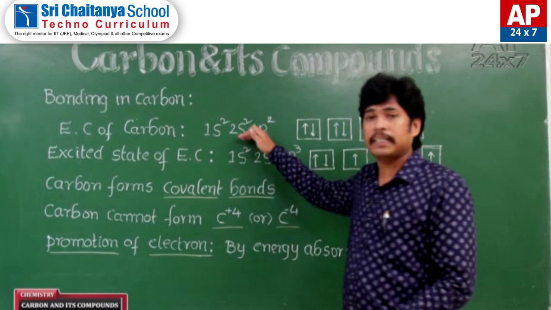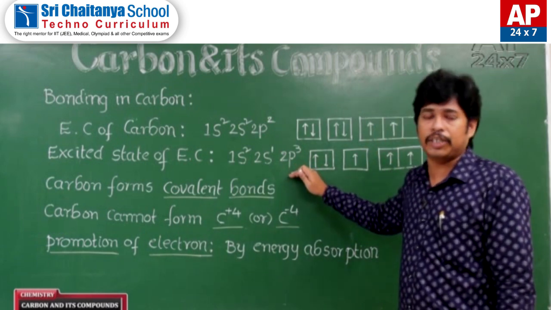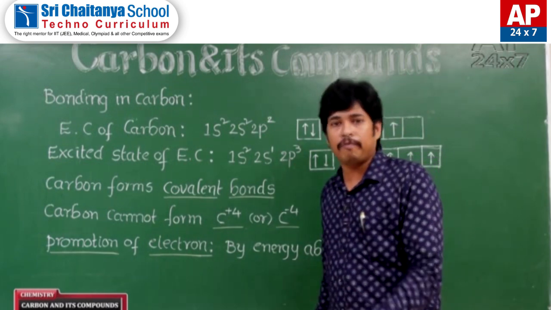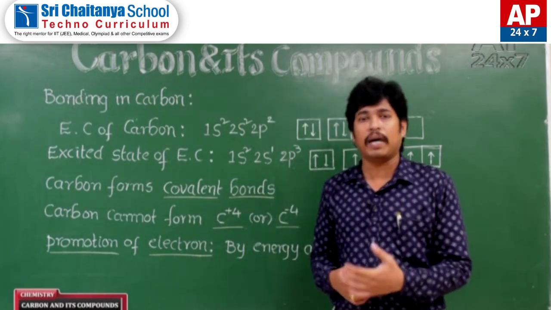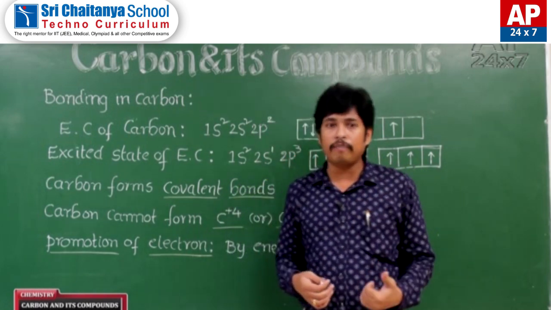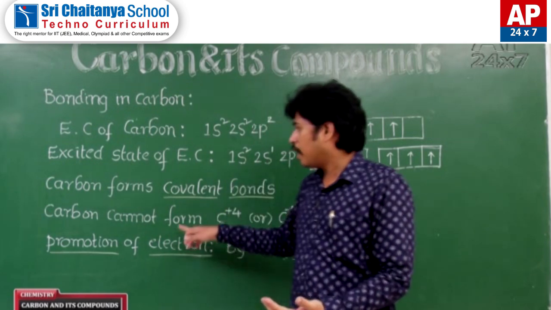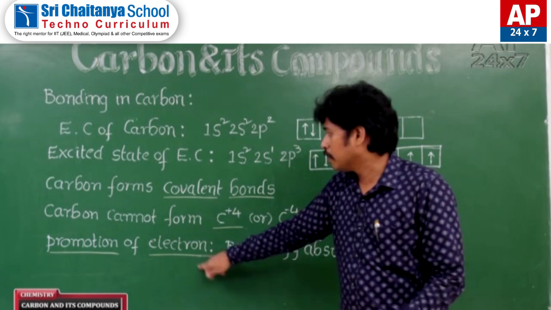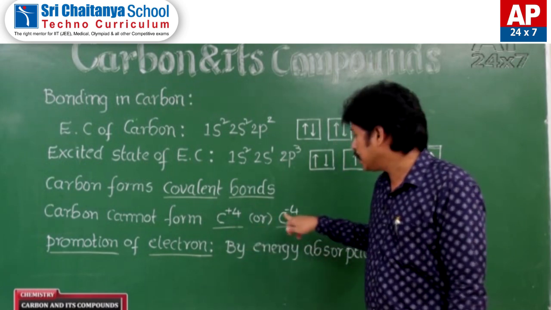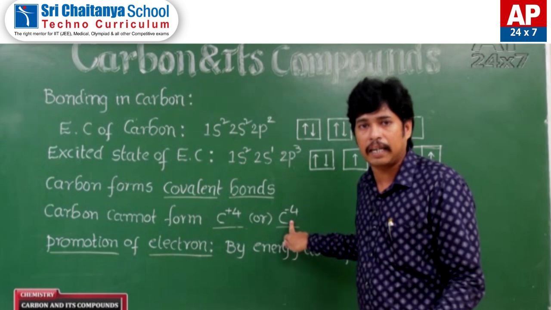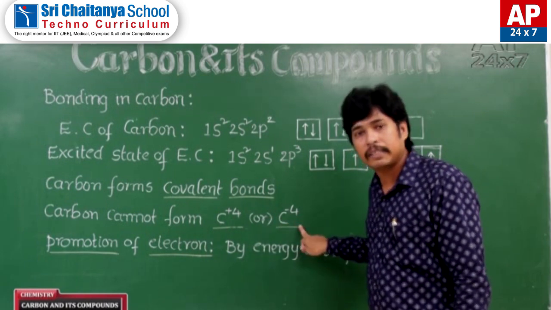Based on the ground state electronic configuration and excited state electronic configuration, we can confirm that carbon can form 4 different bonds with different elements. Now, what type of bonding can be observed in carbon? Either covalent bond formation or ionic bond formation. In order to know, I have listed a few important points on the board. The first one is that carbon cannot form C+4 ions or C-4 ions. We have to know the reason why.